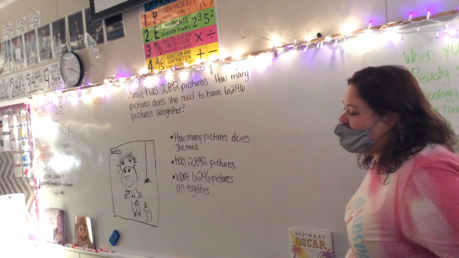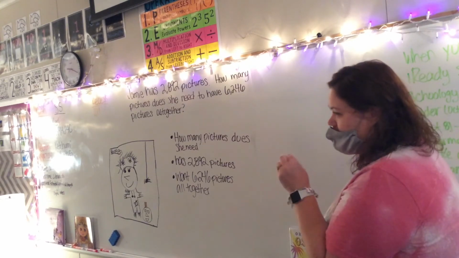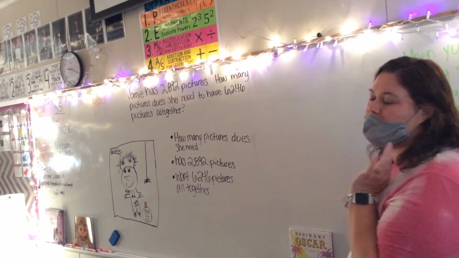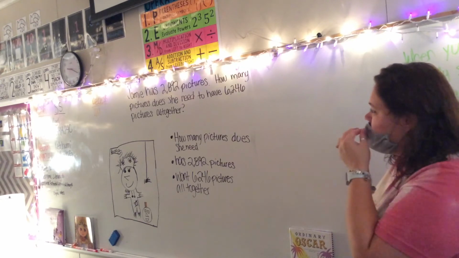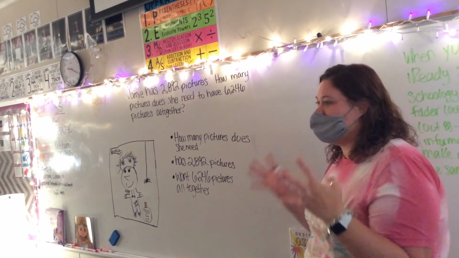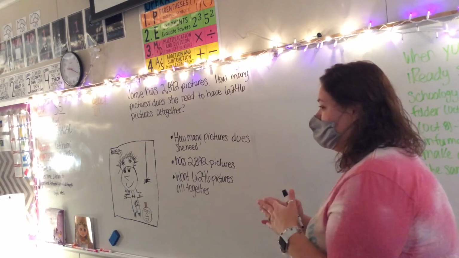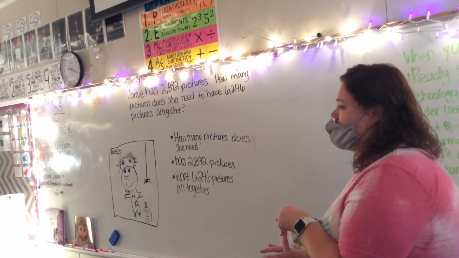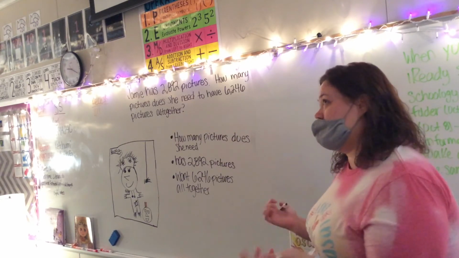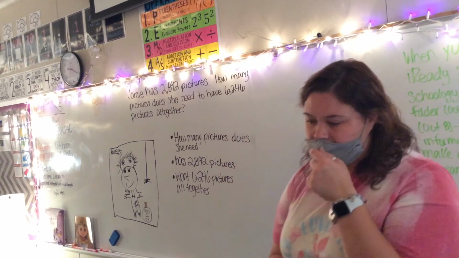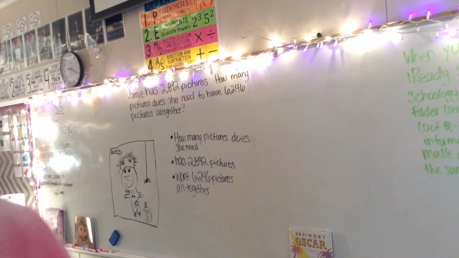Okay, so this is going to be kind of tricky, but I want you to slow down and think about it. I'm going to ask you twice. Don't raise your hand, just think about it. Do I have a total? Do I know how many pictures she has or wants to have in total? Not answering out loud, you're thinking about it. If it is a yes, that means I have my total, right?